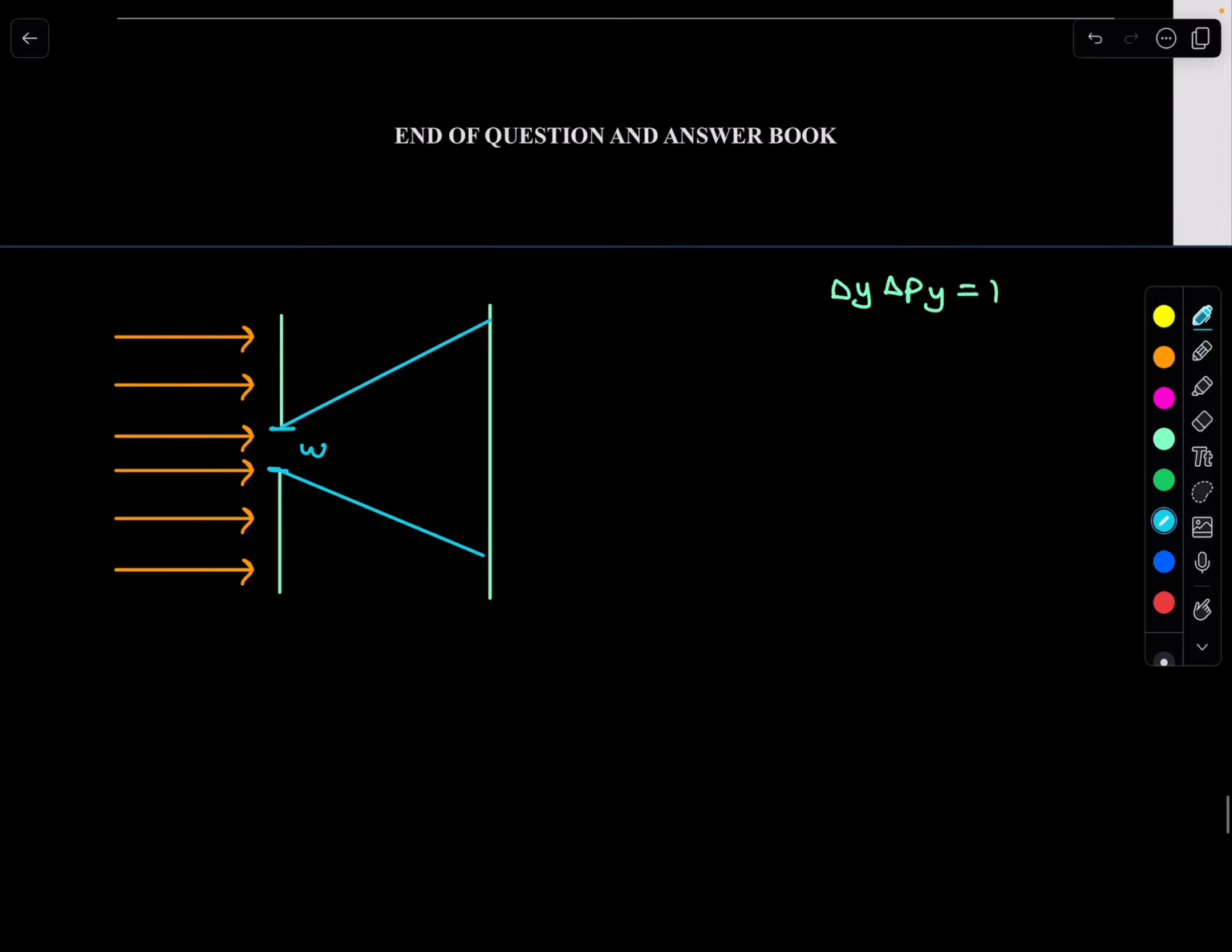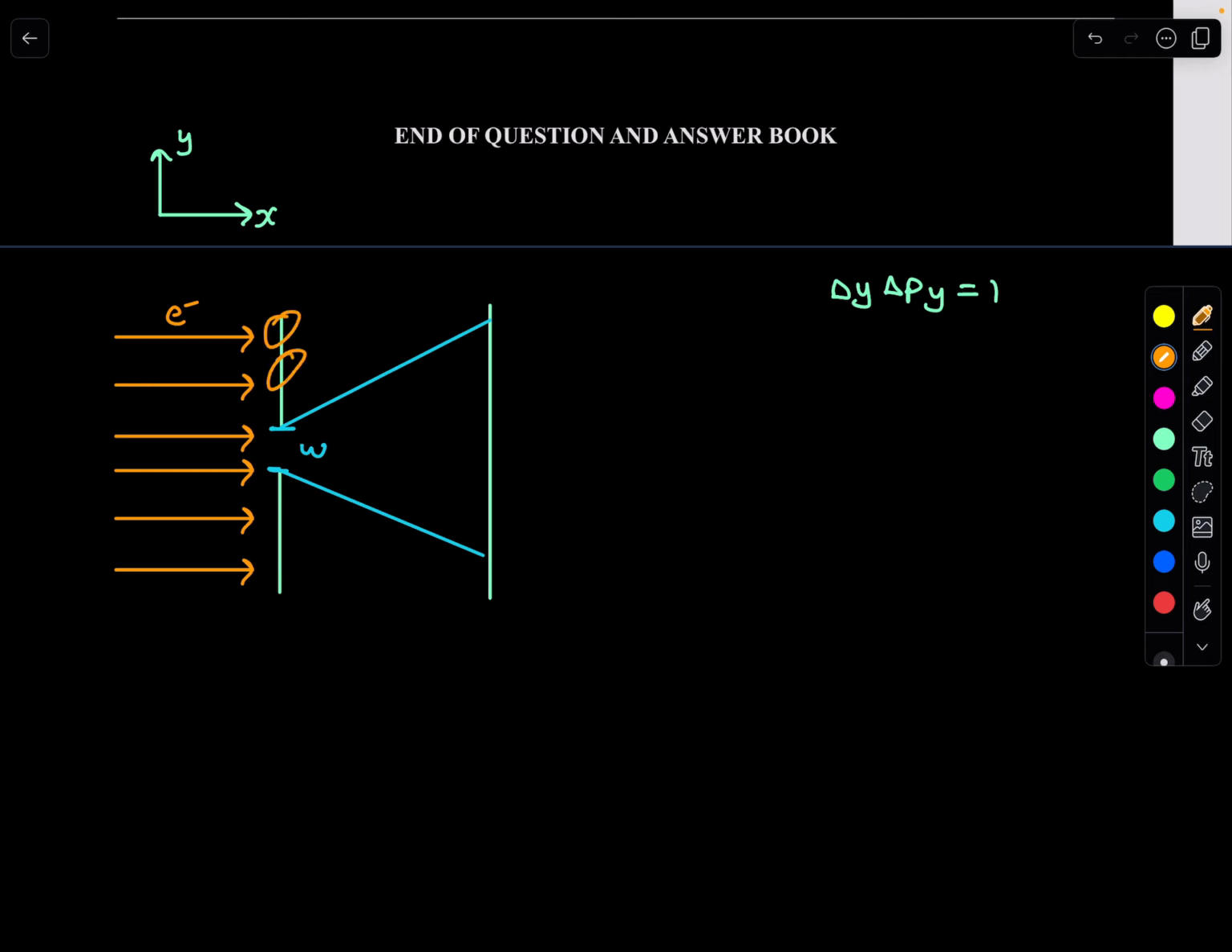I'm also going to draw something to represent the direction. Remember, this is your x component. This is your x, and this is your y. Let's explain how Heisenberg's uncertainty really works. These electrons over here are moving to the right. Now, we cannot measure the exact position of each electron and its exact momentum as it approaches the slit.